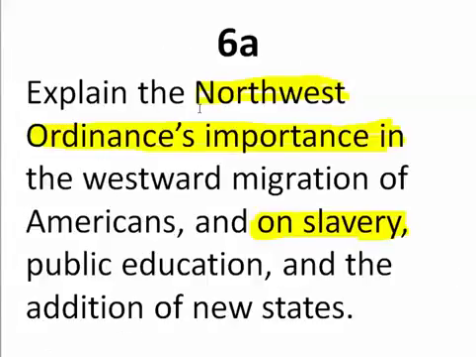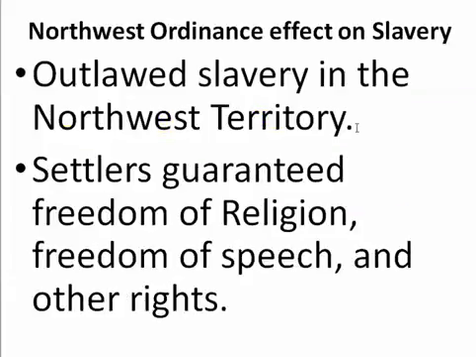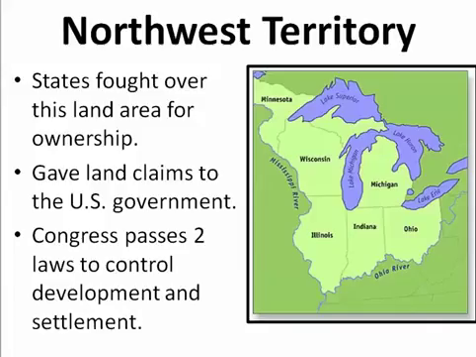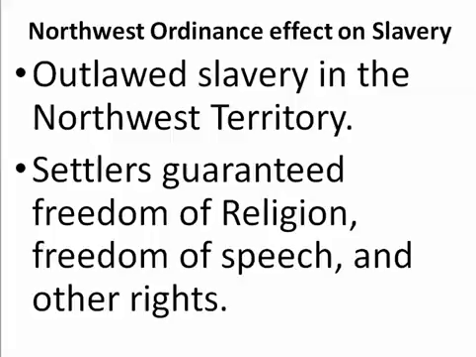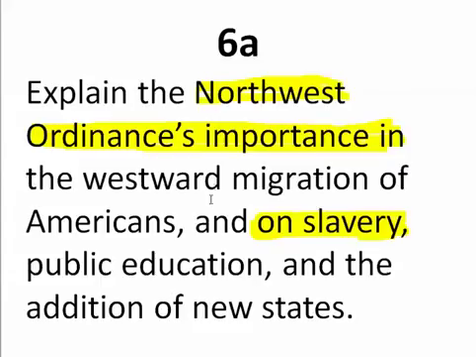Alright, explain the Northwest Ordinance's importance on slavery. It simply outlawed slavery. The Northwest Ordinance of 1787 said in the Northwest Territory there would be no slaves. So there would be no slaves at all out here in this new territory. Totally outlawed. Alright, so how does this importance influence beyond just that?